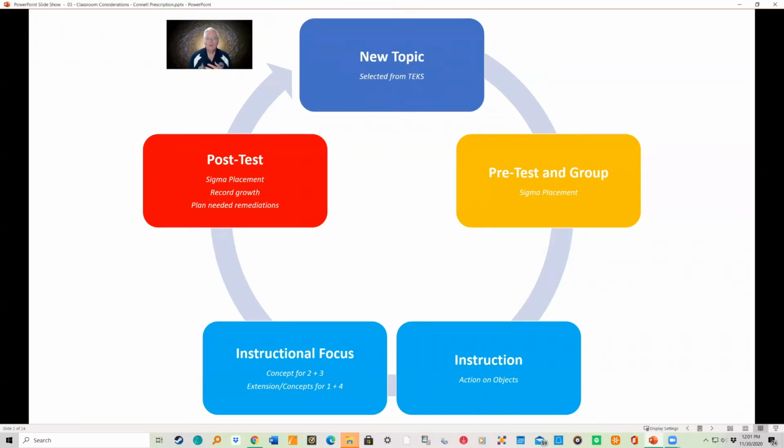And so we will start here at the top where we're talking about new topics. And as we start with a new topic of instruction, we initially have to do some pre-testing and some grouping based on that pre-testing. We then will progress on to the instruction itself. We'll have a certain set of instructional focuses that we'll talk about, and then we'll establish the post-test that we then use to build our new topic. And so this cycle is one that will be repeated again and again and again throughout your work with your students.